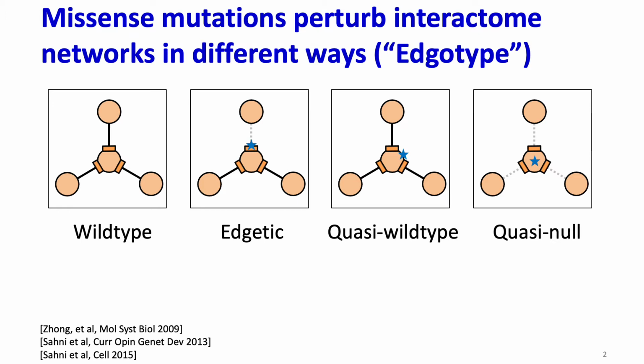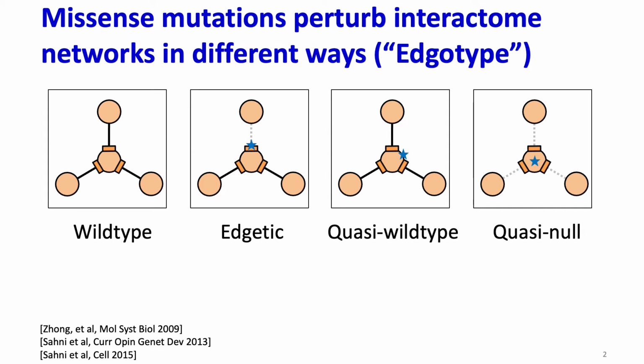The second mutation does not disrupt any interactions at all. This mutation is called a quasi-wild-type mutation. The third mutation causes the entire protein to fall apart and as a result disrupts all interactions associated with the protein. This mutation is called a quasi-null mutation.